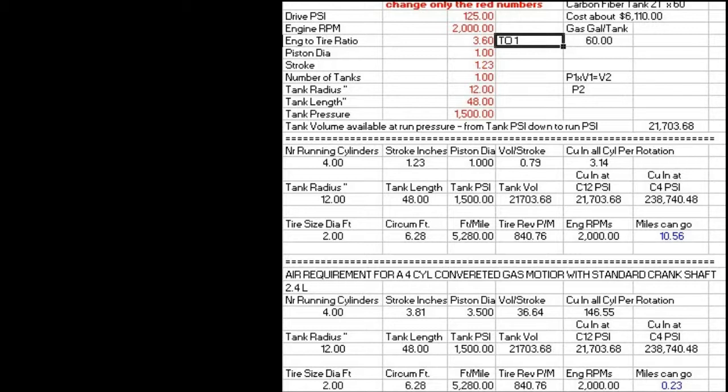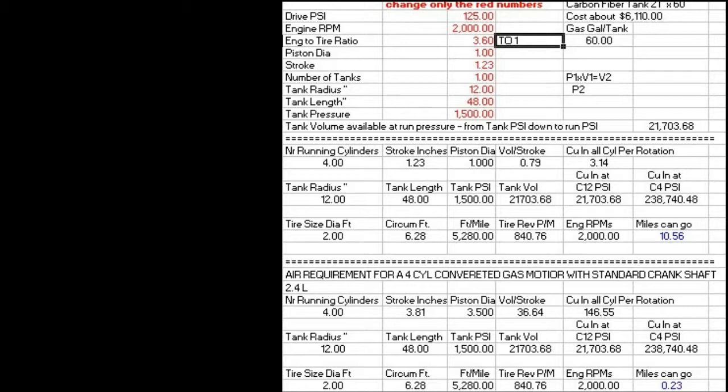And if you go down a little, all the way down to the bottom, tire size is a 2-foot tire, and the circumference is 6.28 feet, and 5,280 feet per mile. If you divide that by the tire, it gives you 840 revolutions per mile. And based on the amount of air that a four-cylinder would use, you look up over to the right, up kind of at the top of that lower section, 146 cubic inches.